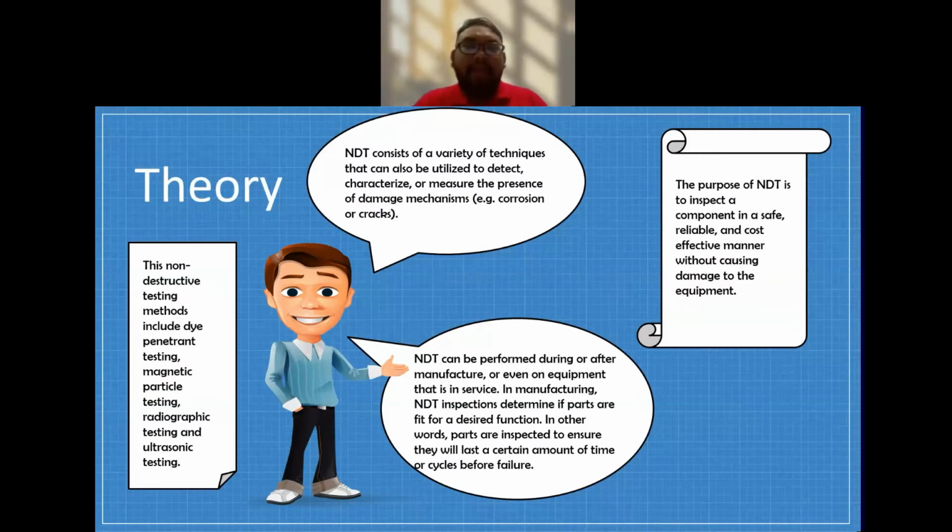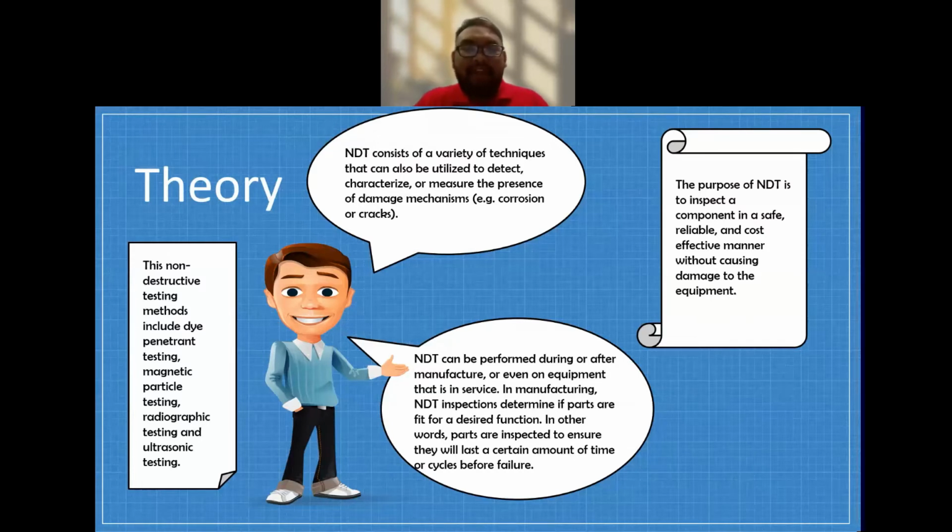NDT consists of a variety of techniques that can be utilized to detect, characterize, or measure the presence of a damage mechanism, for example corrosion or cracks. NDT can be performed during or after manufacture, or even on equipment that is in service. In manufacturing, NDT inspections determine if parts are fit for a desired function. In other words, parts are inspected to ensure they will last a certain amount of time or cycles before failure.